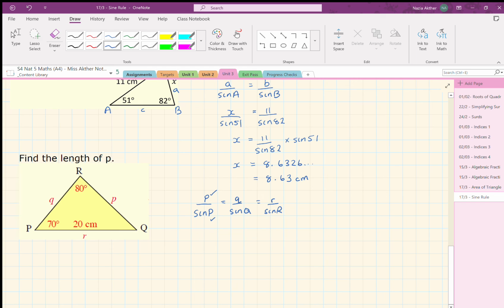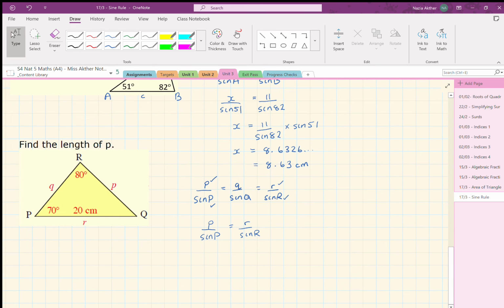I know the length of R is 20 centimeters, so I can put a tick next to R, and I know angle R, which is 80 degrees, so I can work out what sine R is. So I put a tick next to that as well. So then the parts of the equation that I do need are P over sine P equals R over sine R. Okay, so that's what our formula becomes, because those are the parts we need to work out our missing length P. So I now substitute my numbers into this equation.